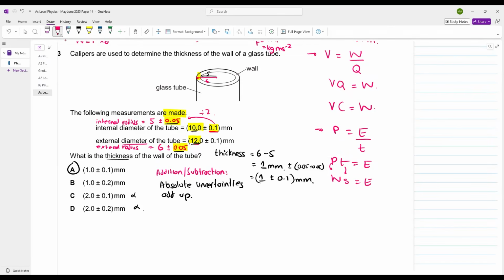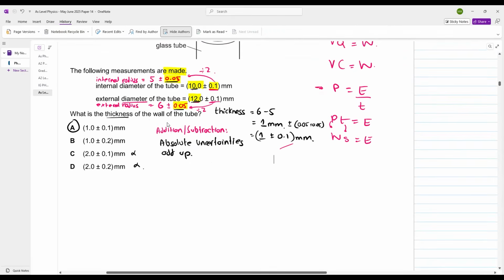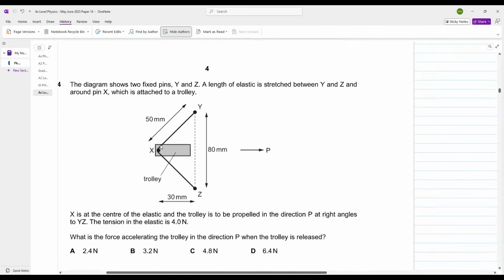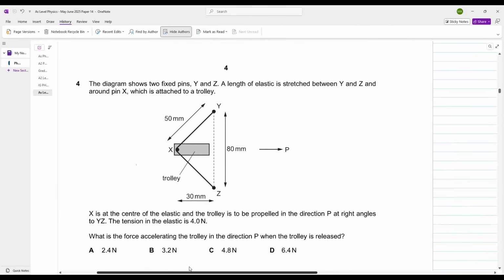Similarly, external diameter में uncertainty क्या थी? 0.1. To calculate the uncertainty in external radius, you divide it by 2. Add both the uncertainties to get this 0.1 millimeter as your absolute uncertainty in thickness. Let's further move ahead.